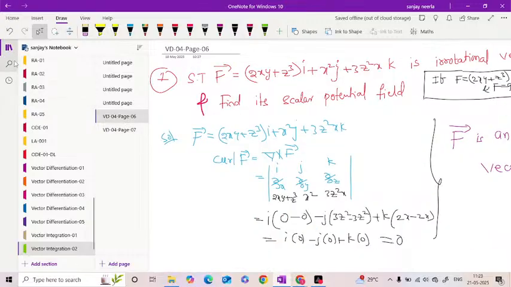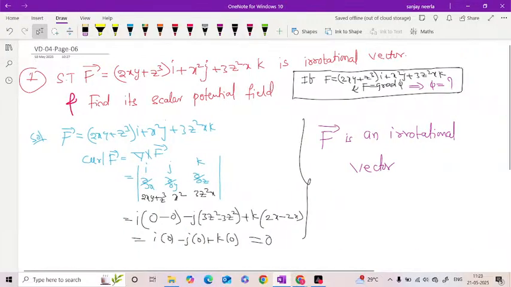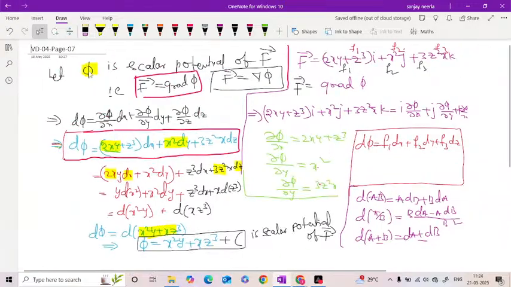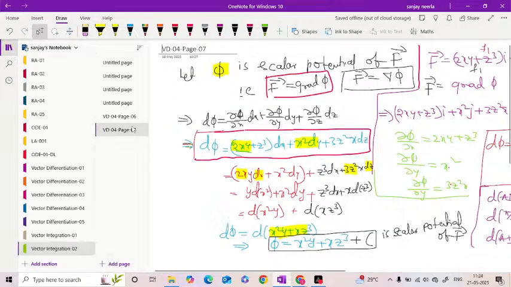In the previous question, show that this one is an irrotational vector. Irrotational vector means just show that curl F is 0. Okay, so already we proved. And find its scalar potential field also. Scalar potential field, already we know that. Now phi is the scalar potential field of F and F is equal to gradient of phi. According to that, now we are getting phi is equal to x square y plus x z cube plus c, the scalar potential of this F. Okay, this is the previous question.